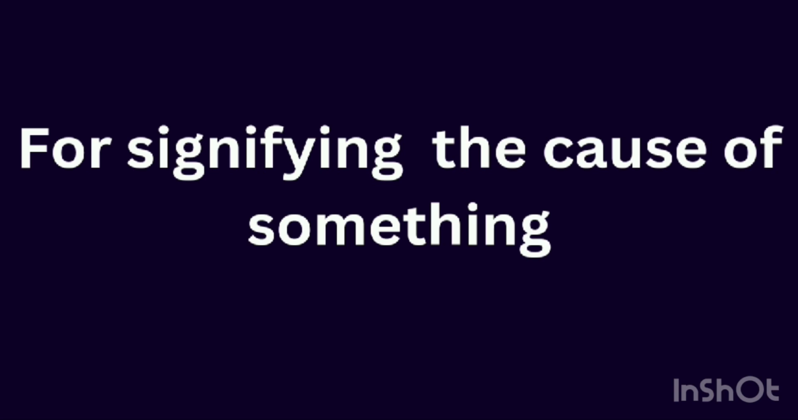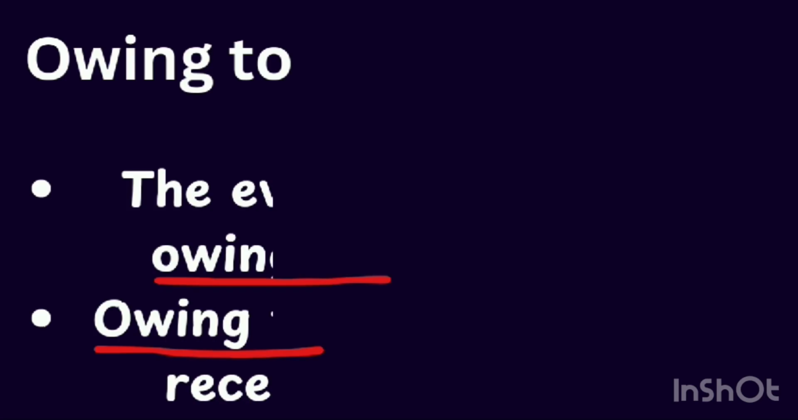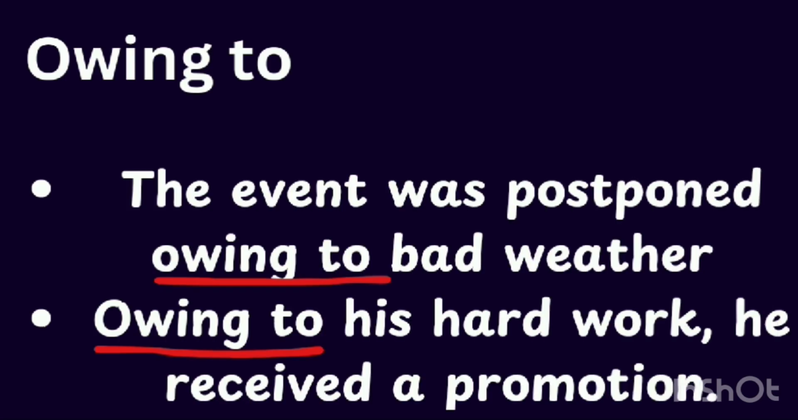For signifying the cause of something, the most common one is the connector because. Something happens because of something. Now let's see. We can use the connector owing to. This also means because of something. We can use this in two ways, in the middle of the sentence and even at the start of the sentence. Like, the event was postponed owing to bad weather, and owing to his hard work he received a promotion. Owing to his hard work means because of his hard work he received a promotion.